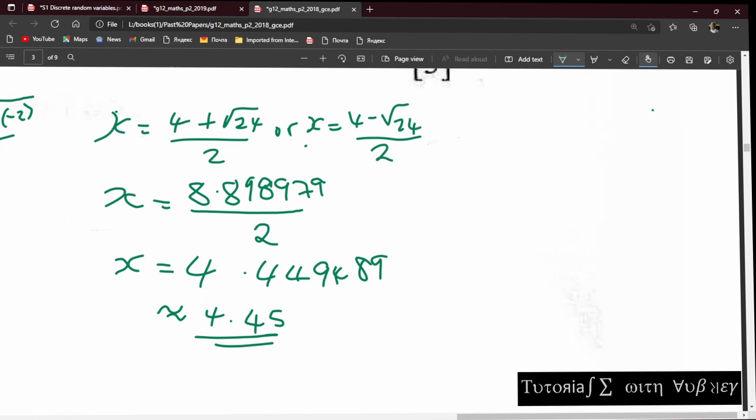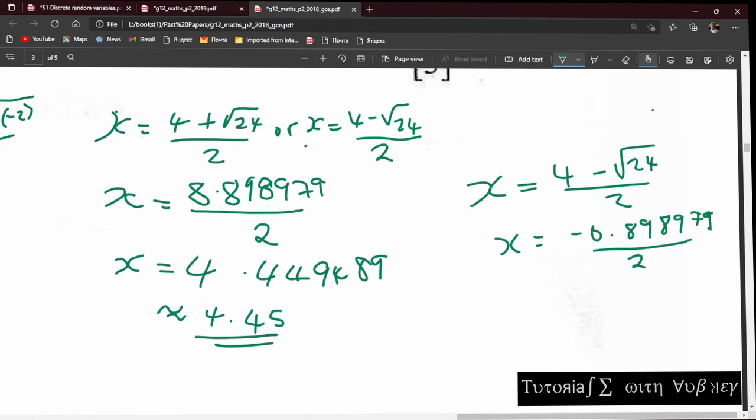Second answer, we have x equal to 4 minus root of 24 over... So again, this is paper 2. You can use your calculator. Type on your calculator 4 minus... So that's 0.898979. So you write at least 6 numbers after the decimal point.